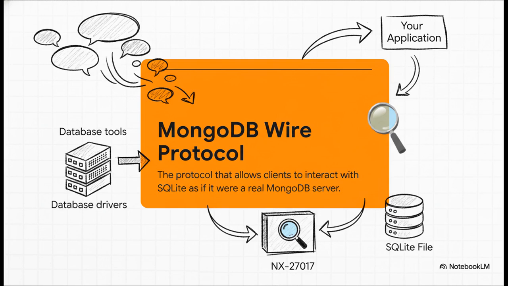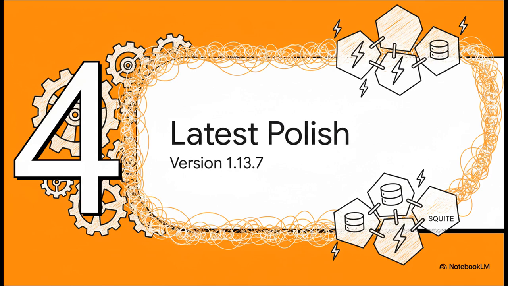Well, think of the MongoDB wire protocol as a kind of universal language that all the different MongoDB drivers and tools speak. NX 27017 acts like a universal translator. It listens for requests in that language, translates them into actions that NeoSQLite can perform on the database file, and then translates the answers back for your application. Your app has no idea it isn't talking to a real MongoDB server. It's totally seamless.